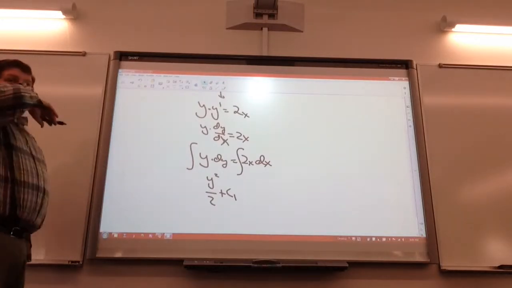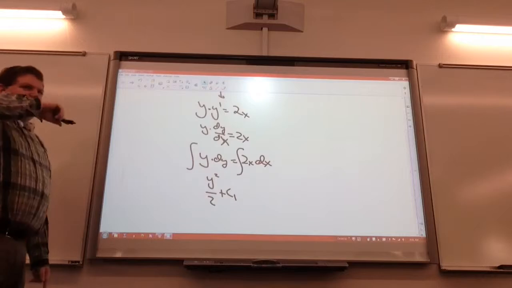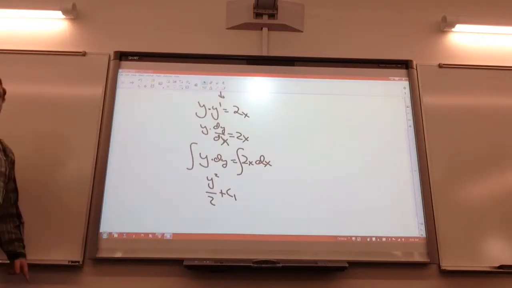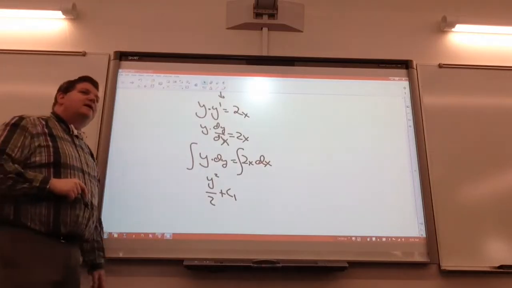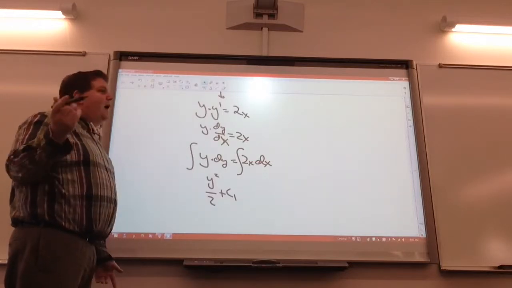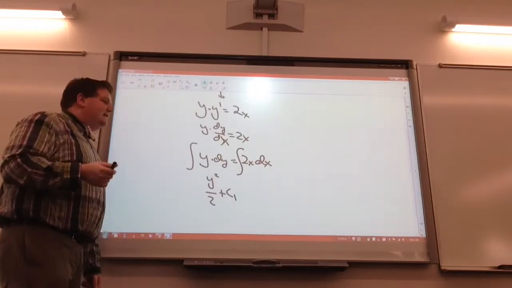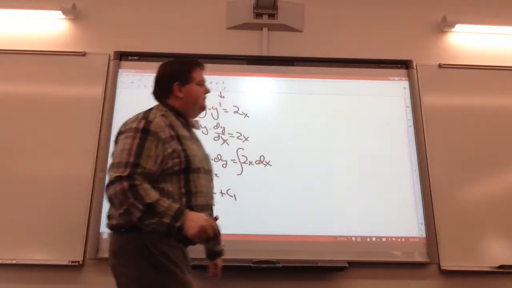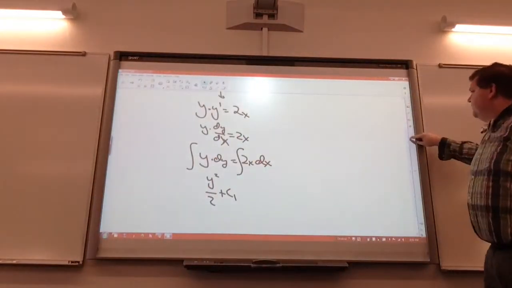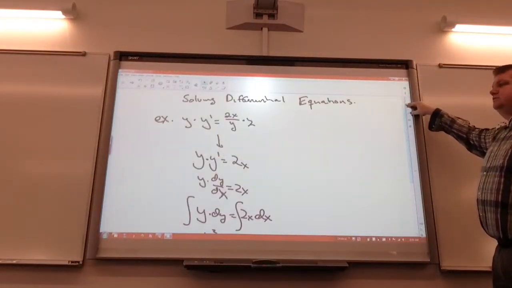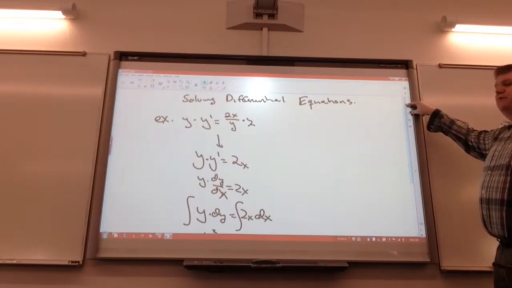Why did you call it c1? You will see in a second. Because on the other side there'll be a constant as well. They're not the same. Why should they be the same? One is for y and one is for x. The original problem we started off with was to solve y prime equals 2x over y.